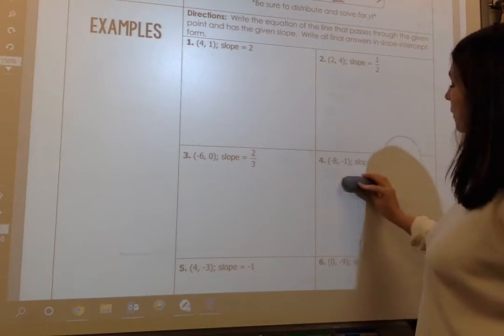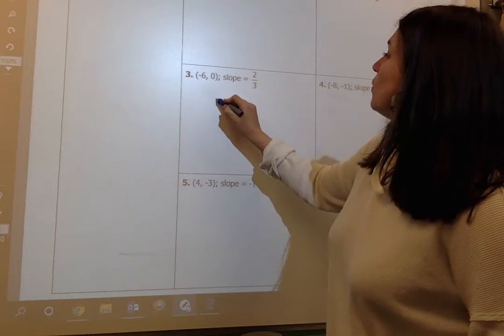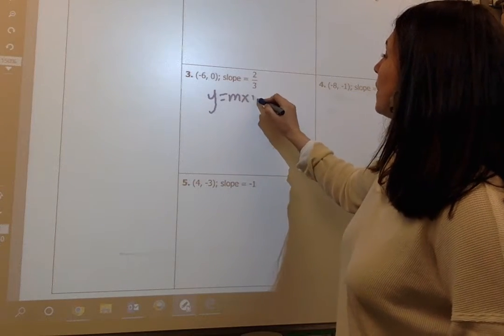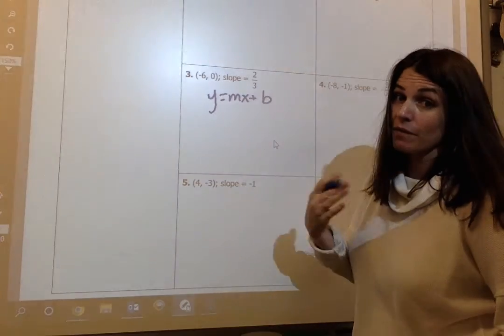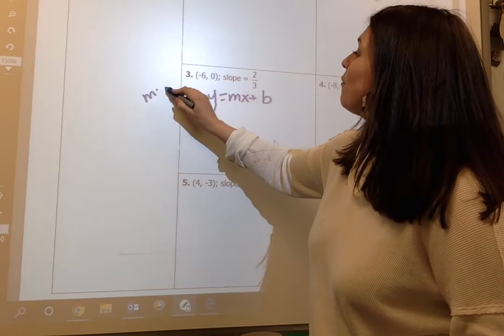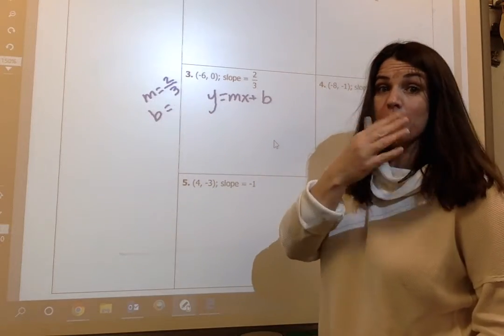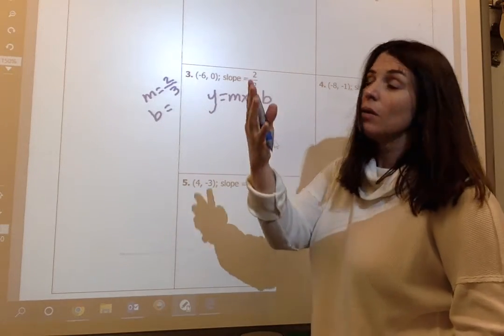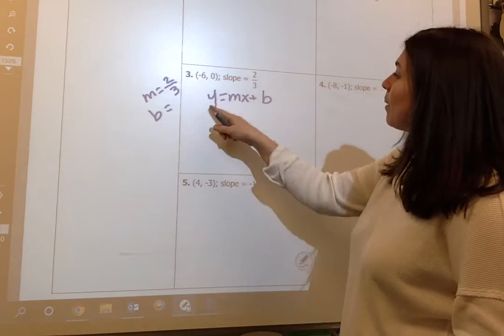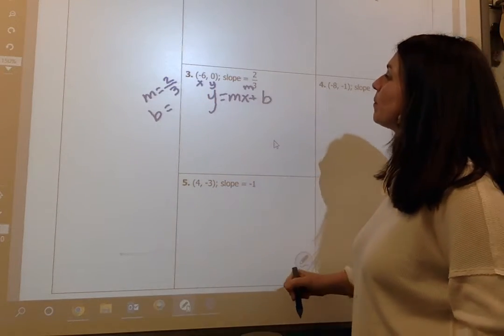So, let's take a look at number 3. We know that we've been using y equals mx plus b since the beginning of this unit. I already know my slope is 2/3, so half my problem is done. I just need to find out what b is. Once I find out what b is, then I can just simply plug it in, y equals mx plus b. So, I'm going to take this information. This is an x value, this is a y value, this is my slope.